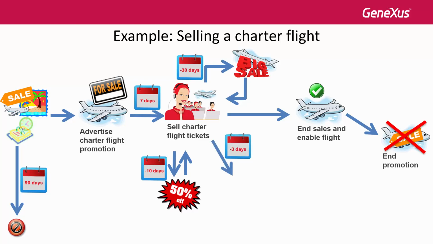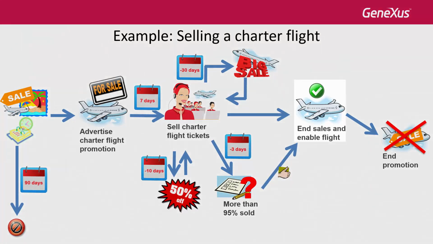When 3 days are left to complete the 3-month period of the promotion, the sales task is interrupted, and it's evaluated whether more than 95% of the seats available have been sold. If this percentage has been reached, ticket sales are stopped and the flight is enabled. Also, the promotions advertised are removed and the process is ended.